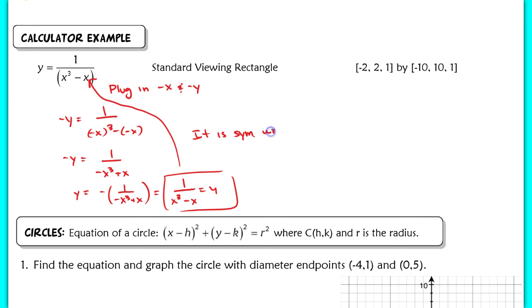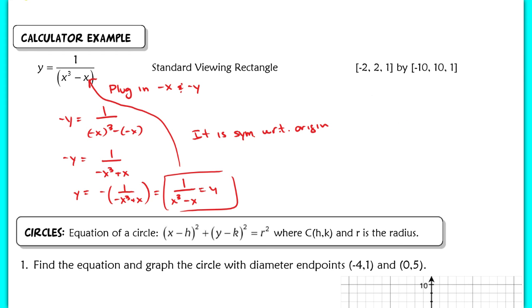It is symmetric with respect to the origin. And if we try to test any other types of symmetry, those symmetries will fail. For example, if we wanted to test if it's symmetric with respect to the x-axis, we have to plug in negative y. So we have negative y is equal to 1 over x cubed minus x. Once you multiply by that negative 1 on the other side, you'll end up with negative x cubed plus x, which is not the original equation.